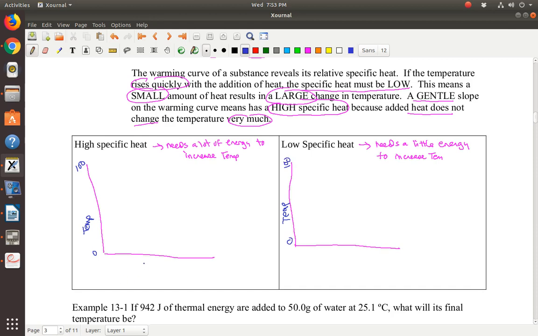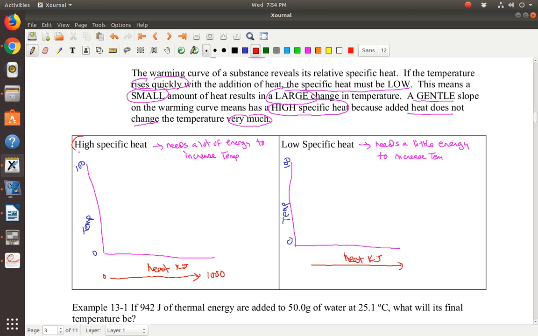Okay, so this down here at the bottom will be heat. I'm adding in heat, and the heat's in kilojoules or joules. It might go from 0 kilojoules to 1,000 kilojoules. I don't know, it doesn't matter. I'm adding in heat for both of these guys in kilojoules.